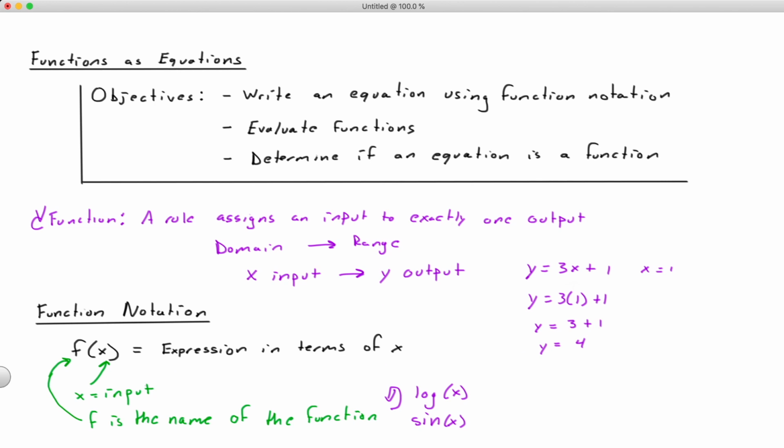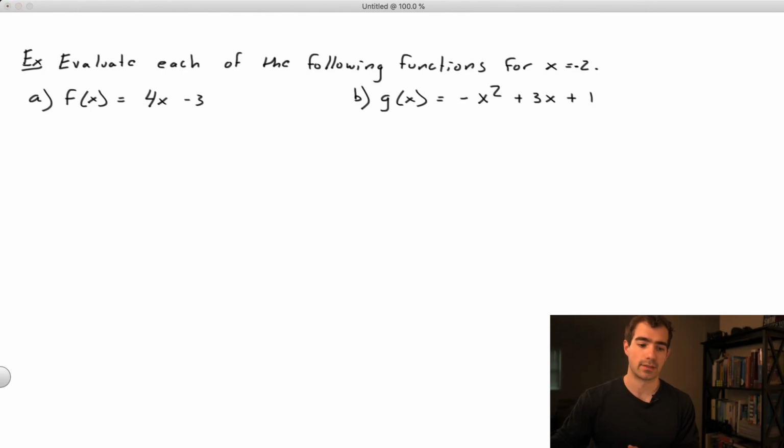So what does this look like in practice? How do we utilize a notation like this, where we have f, the name, and then an input like x surrounded in parentheses equal to some expression that determines how we're going to evaluate that function? Well, let's try to do some evaluation here. We've got two examples. f of x equal to 4x minus 3. In this case, we've got an input of x, so x is our input.